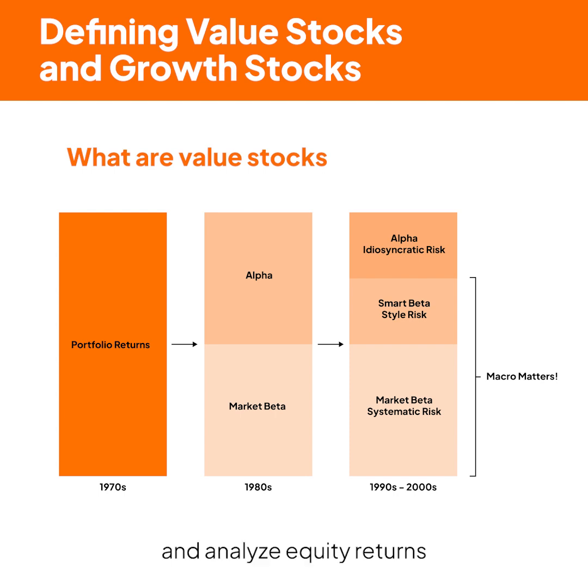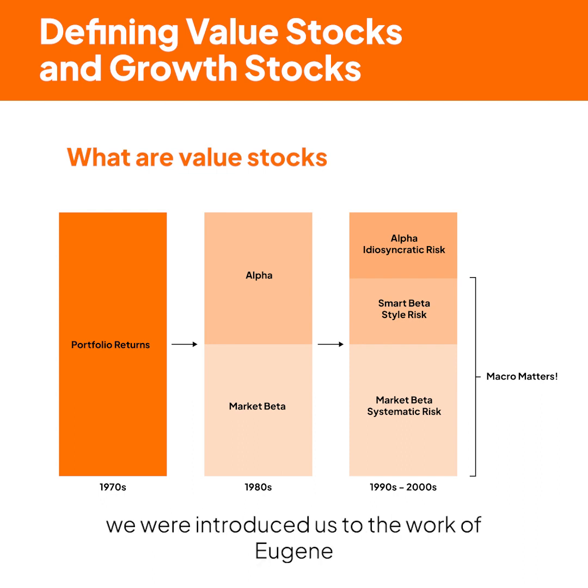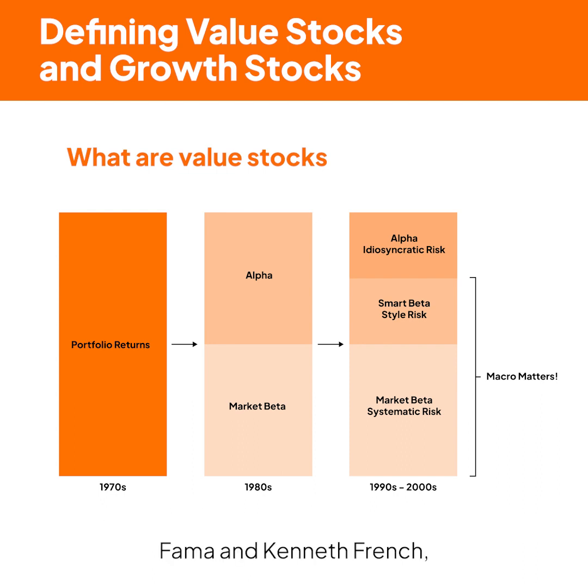So how we dissect and analyze equity returns has changed through history. In the 70s, we simply looked through the lens of portfolio returns. In the 80s, we went a level further to distinguish between market beta and alpha. The 90s then introduced us to the work of Eugene Fama and Kenneth French, who dissected returns into style risk premia. In other words, distinct factor characteristics which they argued were systematic and persistent sources of return.